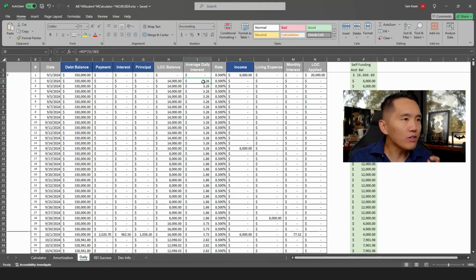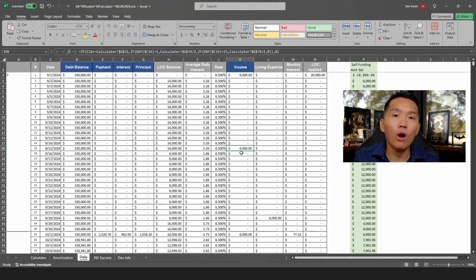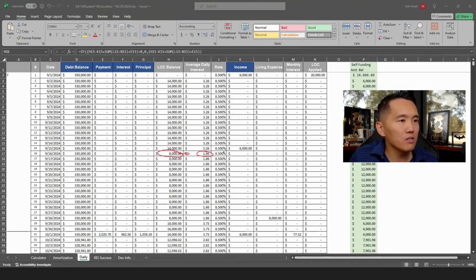So $3.26 is what we're paying pretty much throughout the 15th, where we have another event of $6,000 of income, a paycheck deposited into the checking account. We're taking that $6,000 and depositing it into the line of credit balance, which lowers the balance down to $8,000, which translates to lower interest cost, same interest rate, right? But our interest cost is significantly lower. You see that? From $3.26 every day, now down to $1.86 every single day. That's in this average daily interest column.